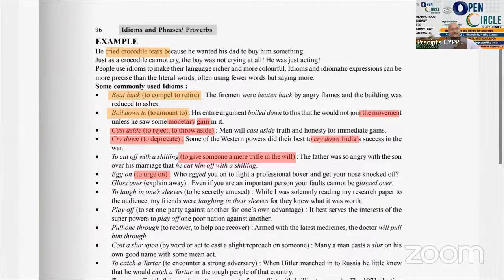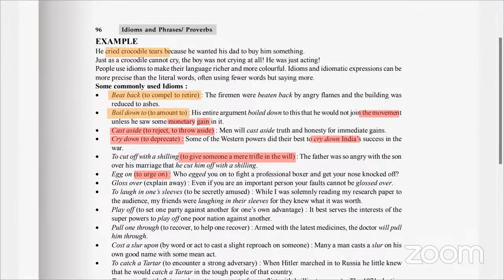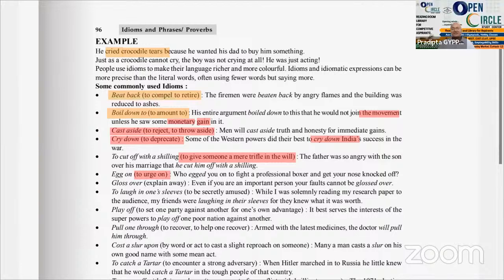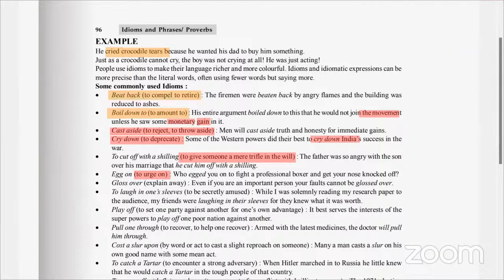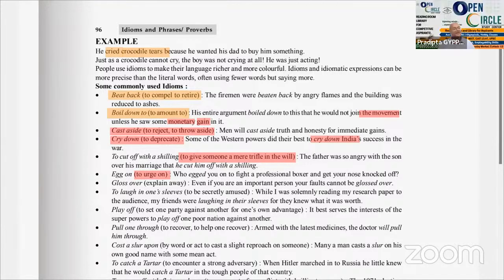Get your nose knocked off. Knocked off means severely beaten, like your nose is bleeding in a boxing match. So what is the meaning of the sentence? To fight a professional boxer. सर किसने, हाँ. आपको रिक्वेस्ट किया था कि उस प्रोफेशनल बॉक्सर से अपना नाक तुड़वाने के लिए, वैसे ही दैट इज द मीनिंग. किसने तुम्हें रिक्वेस्ट किया था कि तुम जाओ उस प्रोफेशनल बॉक्सर से फाइट करो और अपना नाक तुड़वा के आओ. This is the meaning that comes up. Okay. Next one.